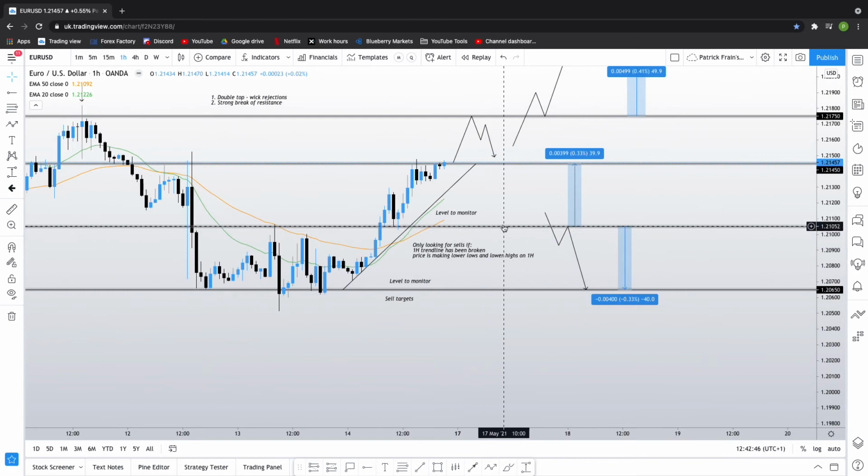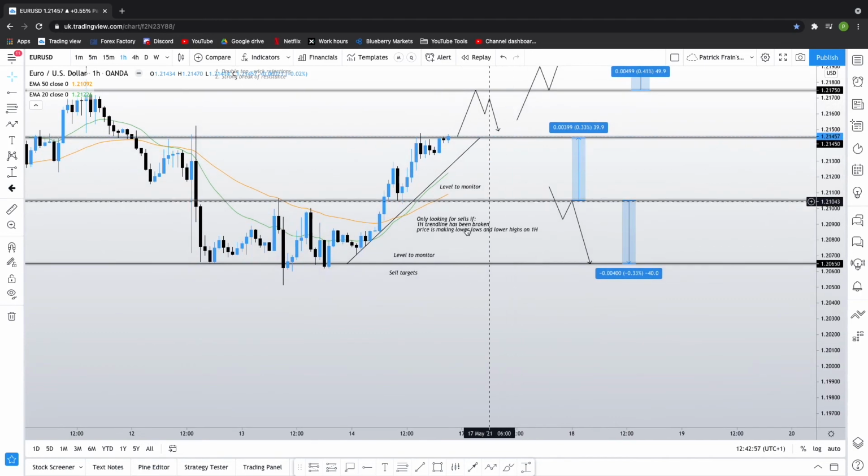On the other hand, if we are looking for our sells, we do have first targets at 1.21050, which is around 39 pips below 1.21450, which is this level here, and we also do have additional sell targets back down to our lows at 1.20650, which is around 40 pips below this level here.